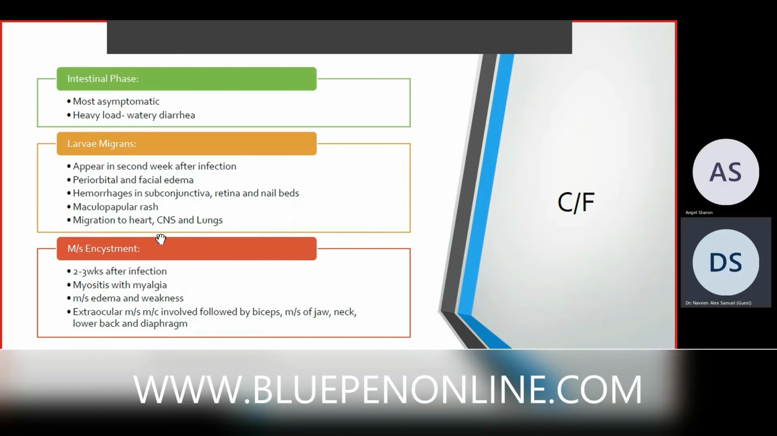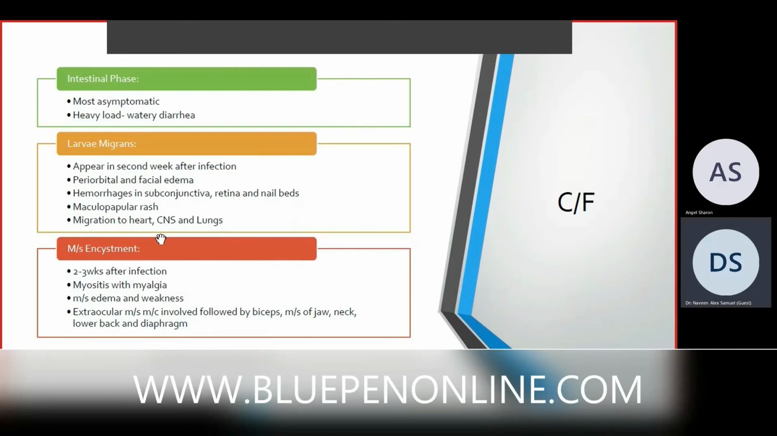Then next is larva migrans. It appears in the second week after the infection. Periorbital and facial edema will be there. Hemorrhage in the subconjunctiva, retina, and the nail beds. There will be maculopapular rashes, and migration to the heart, CNS, and the lungs is seen. So larva migrans may be visceral larva migrans or cutaneous larva migrans, and it is seen during the second week of the infection.